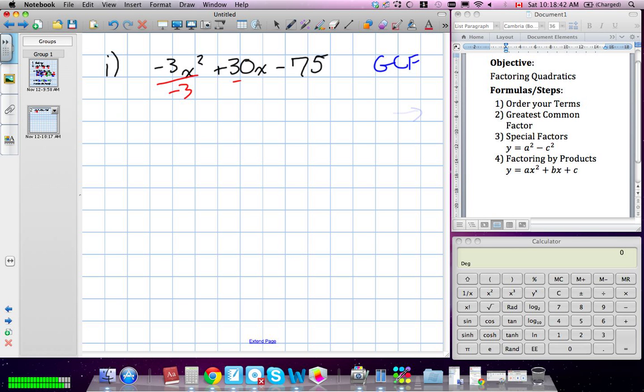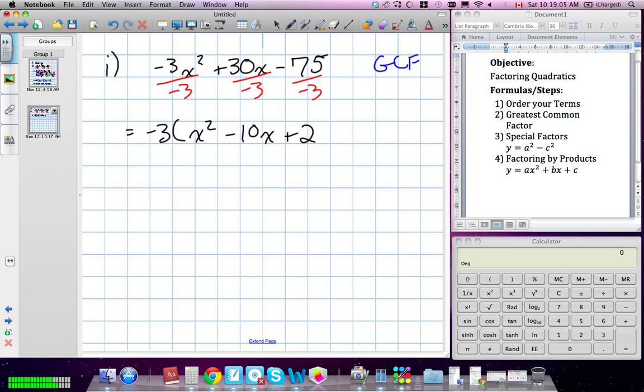Okay? So now what do I write? Negative 3 outside the brackets. Mhm. x squared plus negative 10, 10 what? Plus 25. Is it just negative 10? Oh, sorry, negative 10x. Yes. Plus 25. Great. Okay. Now what?